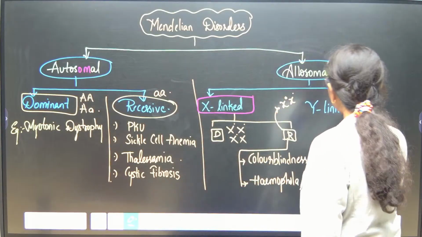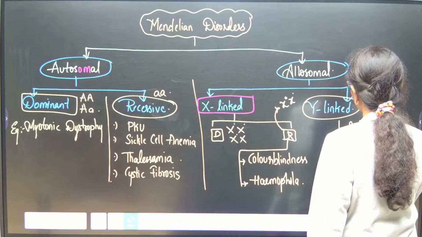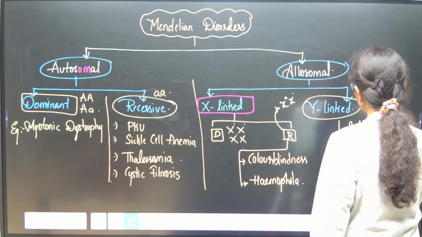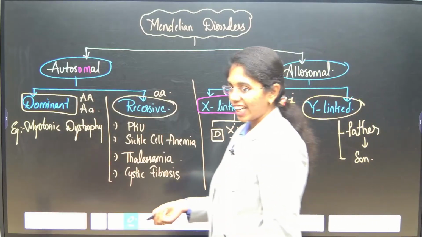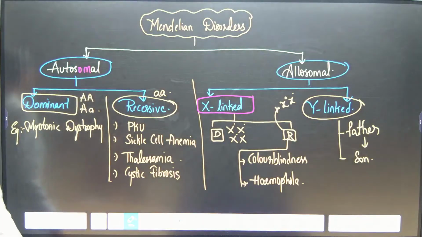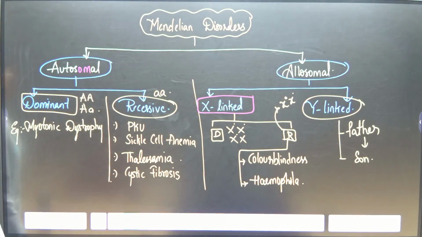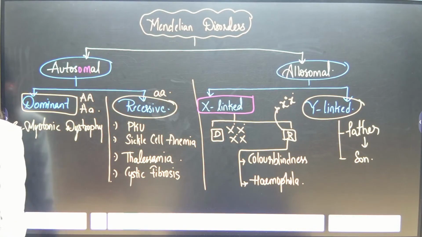Okay. Y-linked disorders are directly transmitted from father to son, like bald-headedness, polydactyly; these will all be Y-linked inheritance. Okay. Make a clear note on this. If you are having any doubt, just ask me. Take time, but note everything.